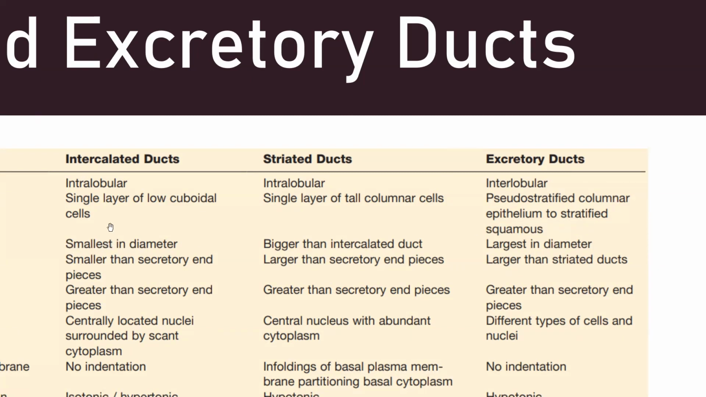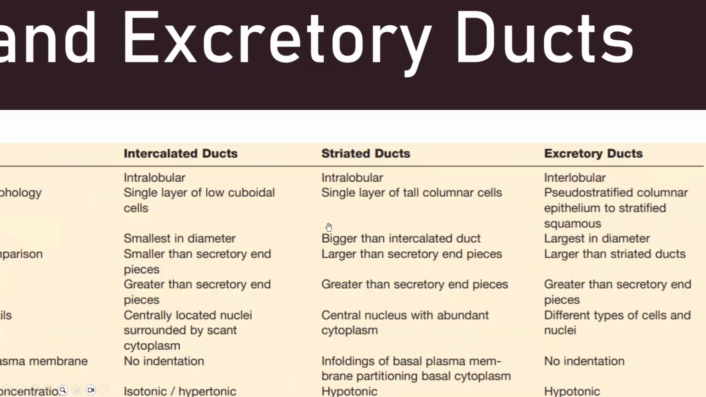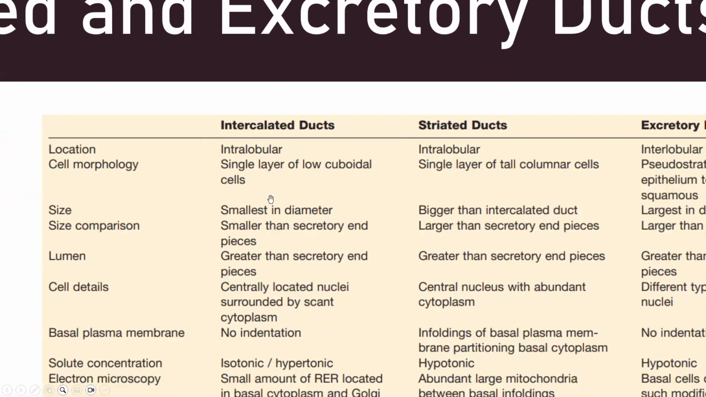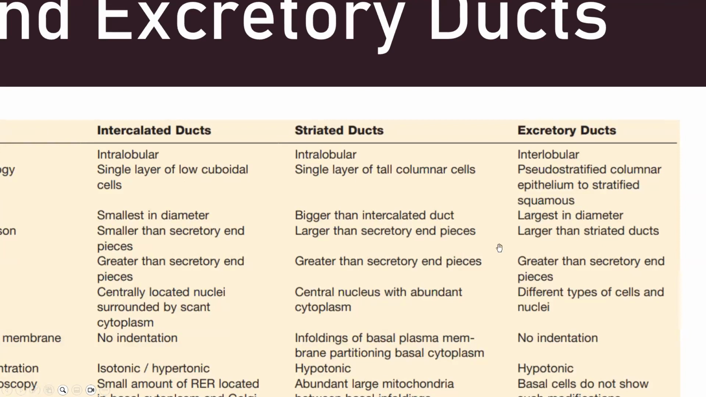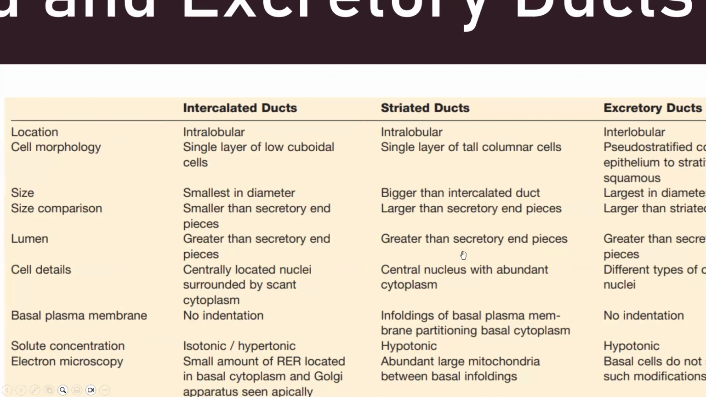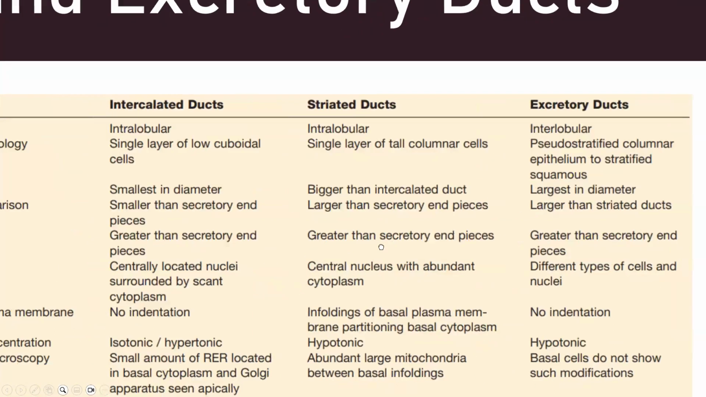Smallest in diameter are the intercalated ducts. Bigger than the intercalated are striated, and largest in diameter are the excretory ducts. Size comparison: the intercalated ducts are smaller than secretory end pieces, striated are larger than the secretory end pieces, and excretory are larger than the striated ducts. Lumen of the intercalated is greater than secretory end pieces, then striated greater than the secretory end pieces, and finally the excretory greater than the secretory end pieces.